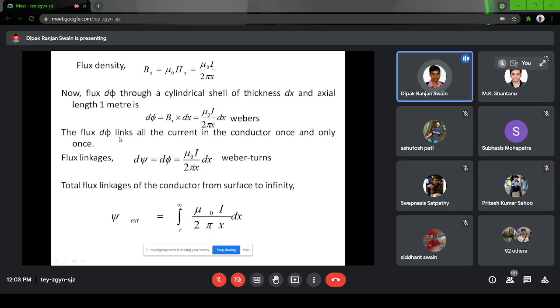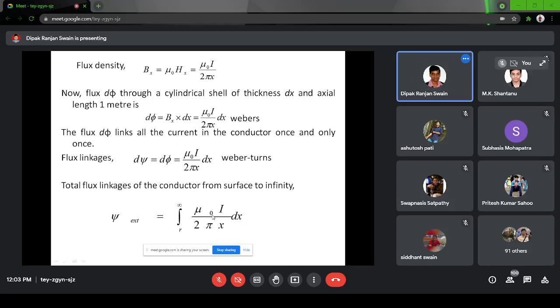And the flux d phi links all the currents in the conductor once and only once. That means d psi equals d phi. Previously it was x squared by r squared, but here it is the total current linkage, so there is no distribution of flux. So the total flux linkage will be obtained by putting the value of d phi as mu 0 I by 2 pi x. And again, what is the range of x? It is from the surface of the conductor, at a distance of r, to any distance out to infinity. If you integrate it from r to infinity, you will get the external flux linkage.